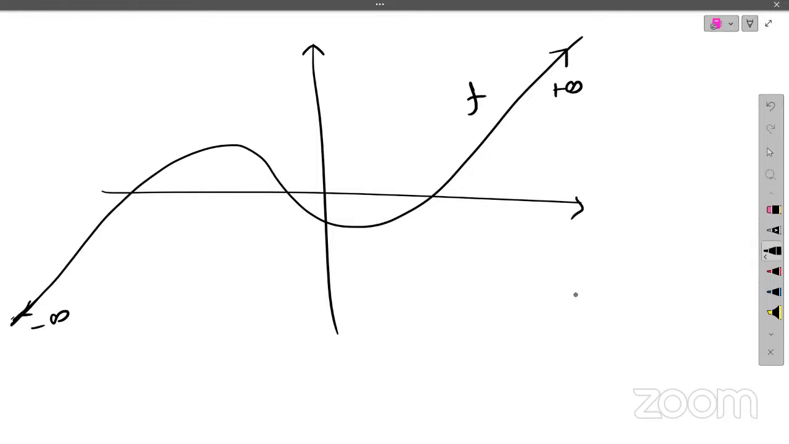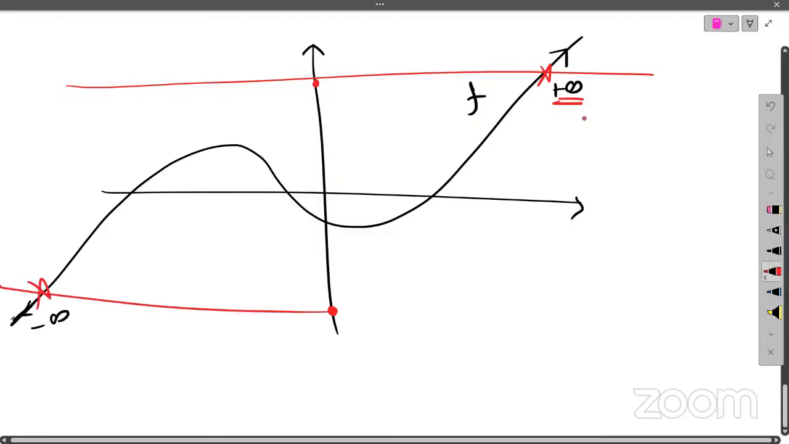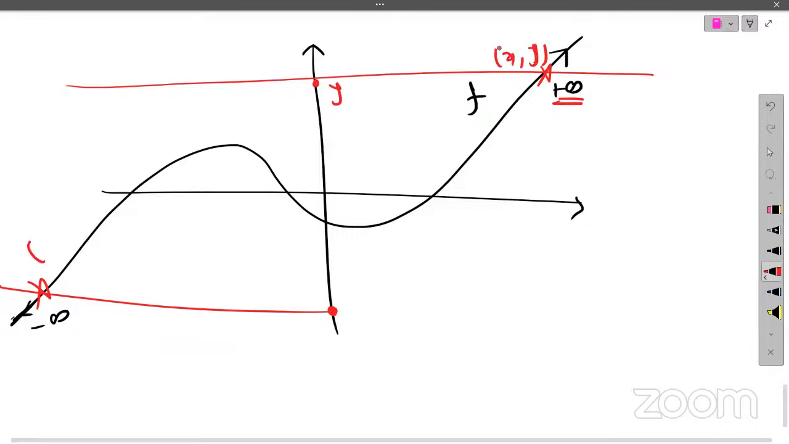How? See, if you take any point here, because it's growing to infinity, at any point, if you draw a horizontal line, it will intersect the graph, in the positive y-axis also and the negative y-axis also. So that means for any y, we are getting some input x. Correct? Yes, ma'am. So that's the definition of onto.